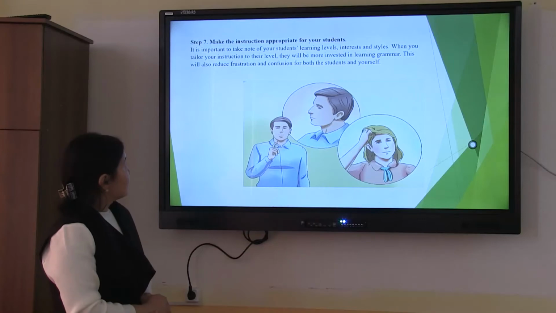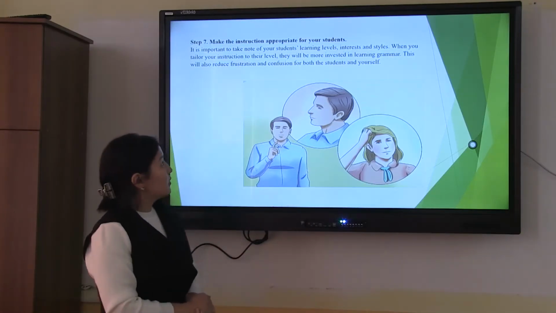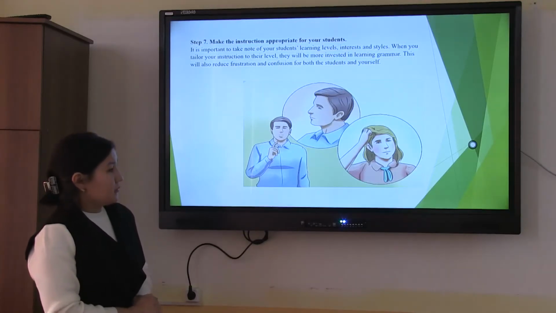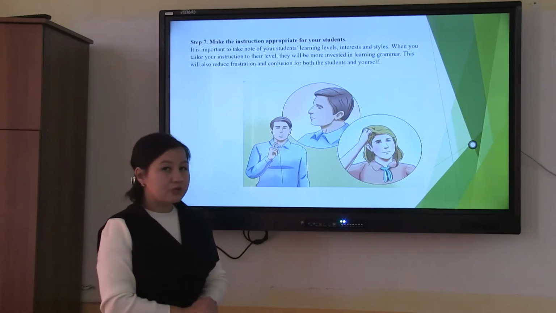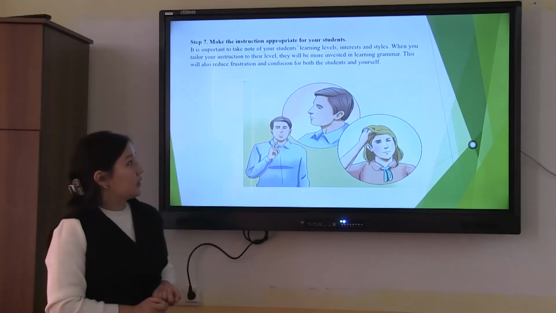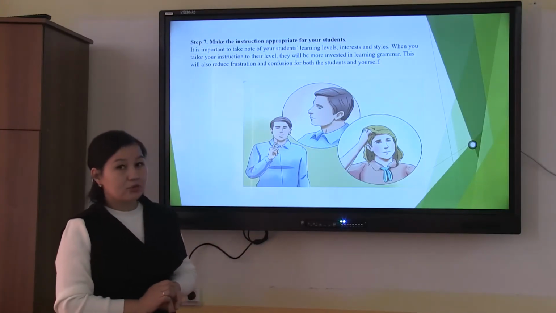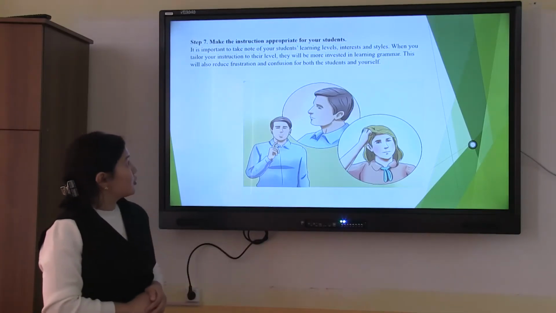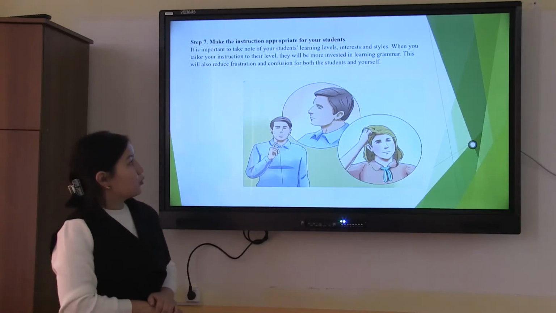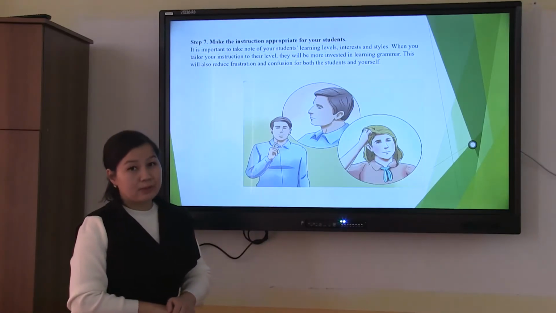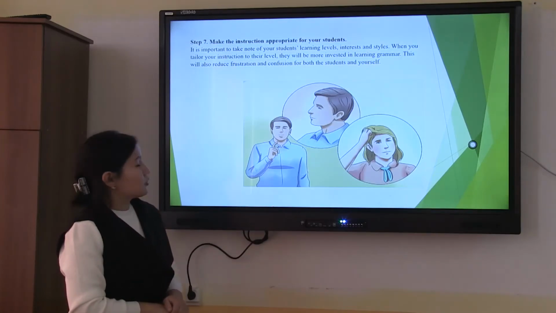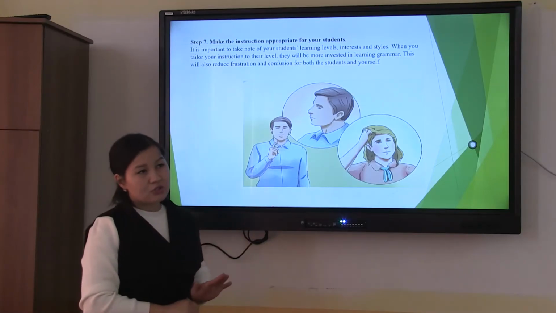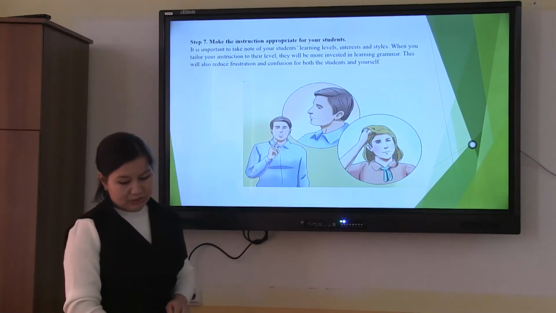Step number 7. Make the instructions appropriate for your students. It means that it is very important to take into consideration the level, the interests, and the styles of your learners, yes? If you tailor your instruction to their level, they will be more invested in learning grammar. And this will also reduce frustration and confusion for both the students and yourself. Your instruction should be clear to the oldest students.